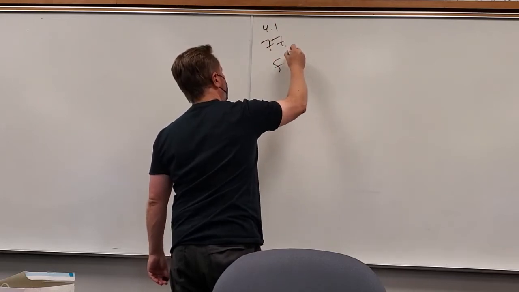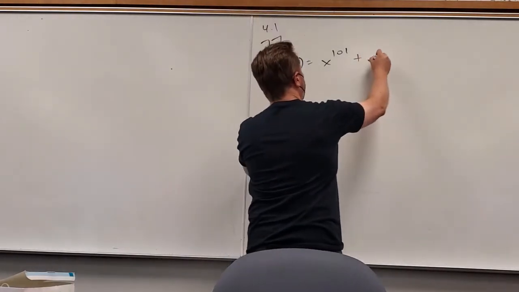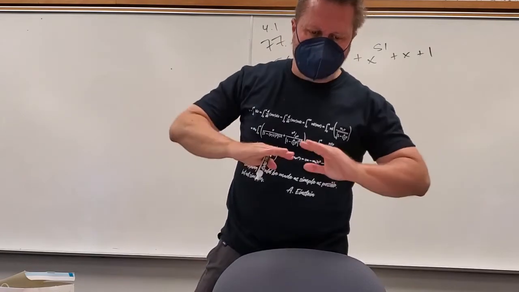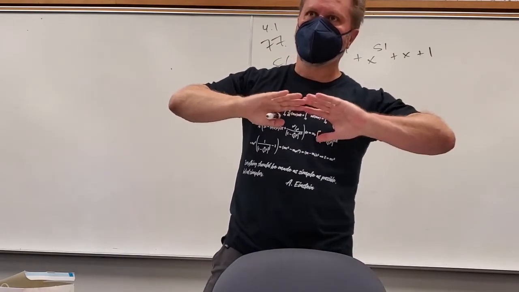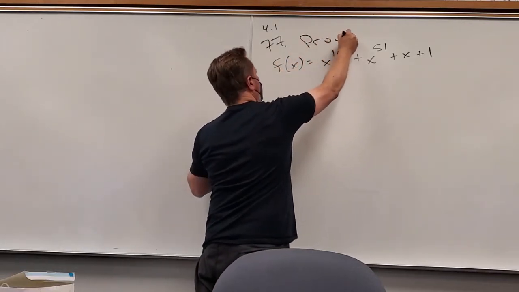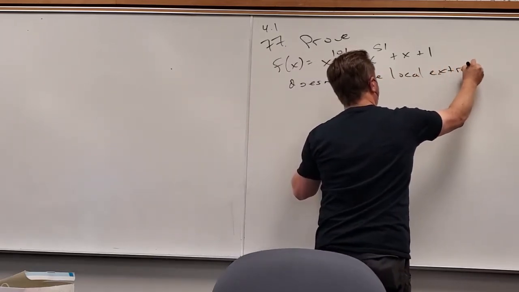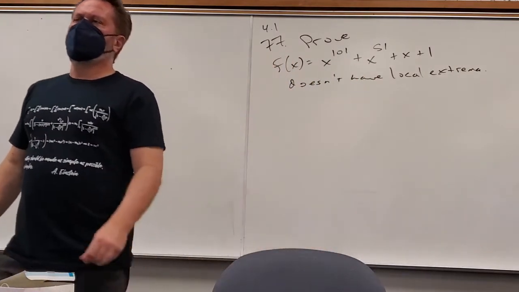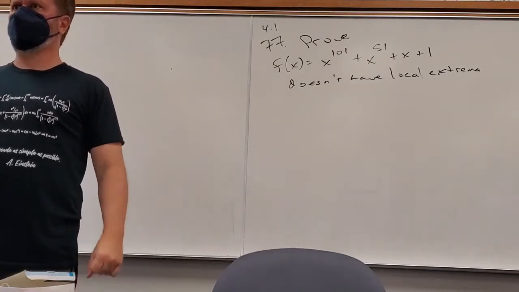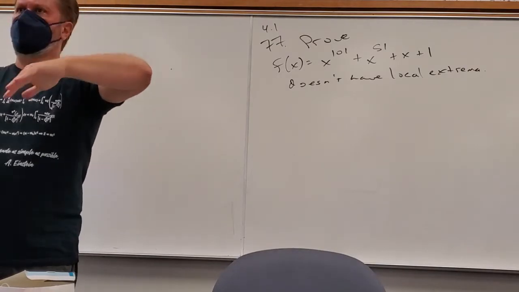So it says prove that this function doesn't have a local max or a local min, right? So prove it doesn't have local anything. The way you do a problem like this: is there a procedure to find a local maximum? Then you apply it. You just do the procedure, and you know something weird is going to happen, right?